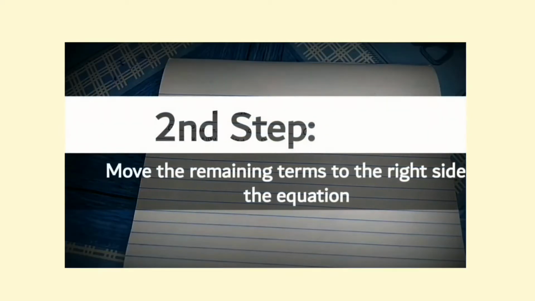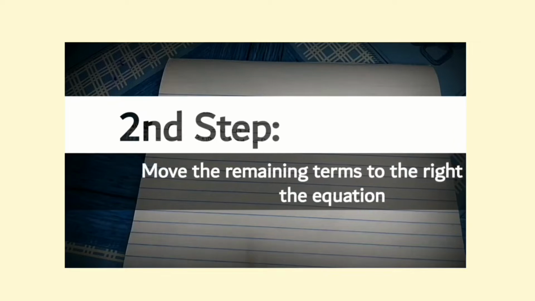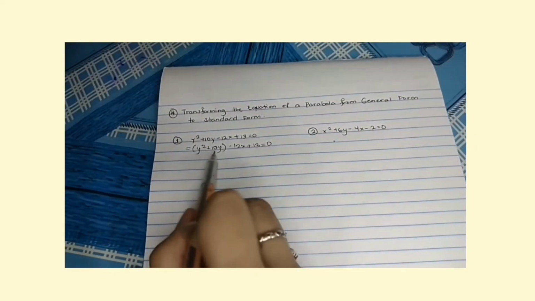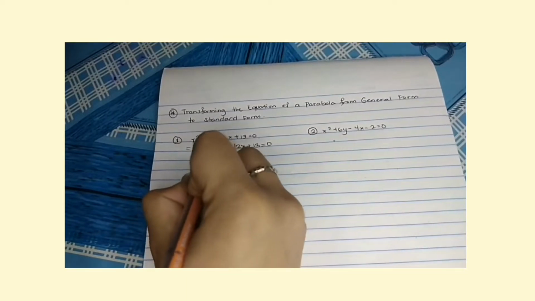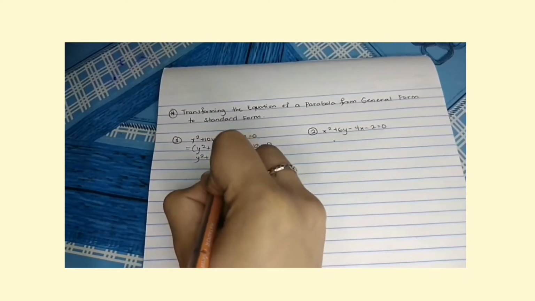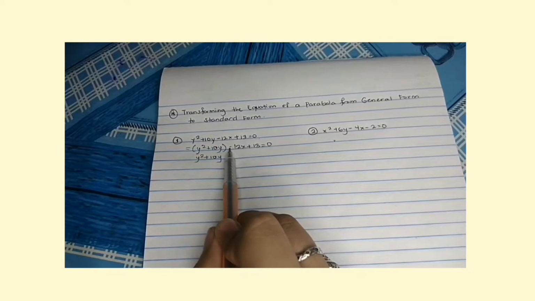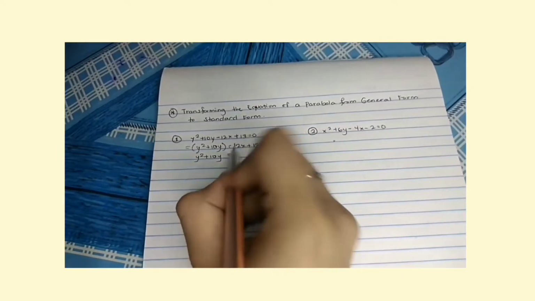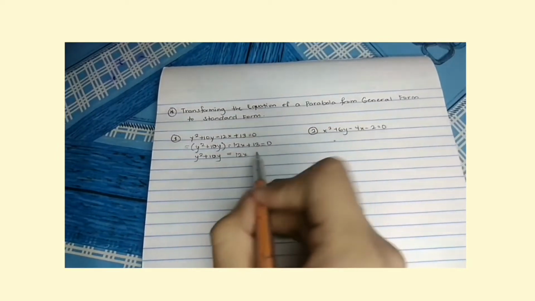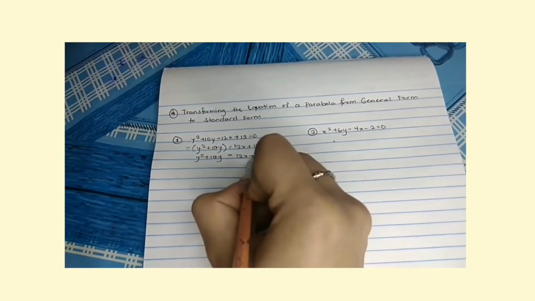The second step is to move the remaining terms to the right side of the equation. Let's just bring down this term, y squared plus 10y is equal to, if we move negative 12x to the right side, it will become positive 12x. Positive 13 will become negative 13.